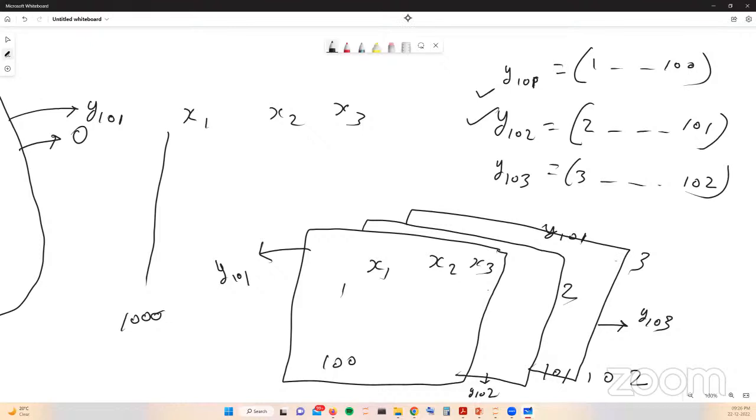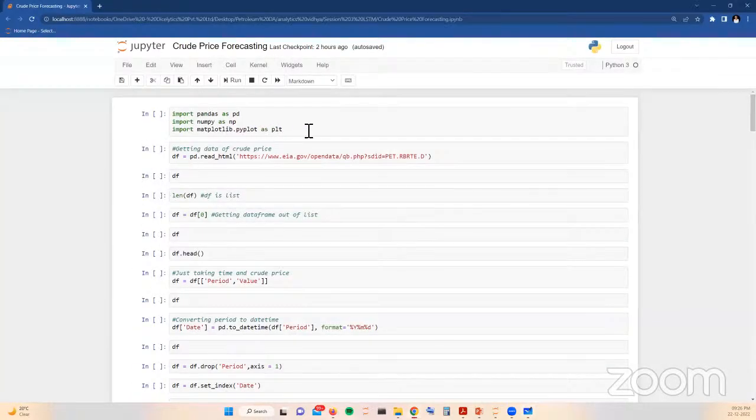And this way, this complete X and Y will be passed through my LSTM architecture, and it will be able to get the relationship of my Y100 plus T with my previous underlying steps, right? Now let's jump onto the coding and see how to create this particular data.